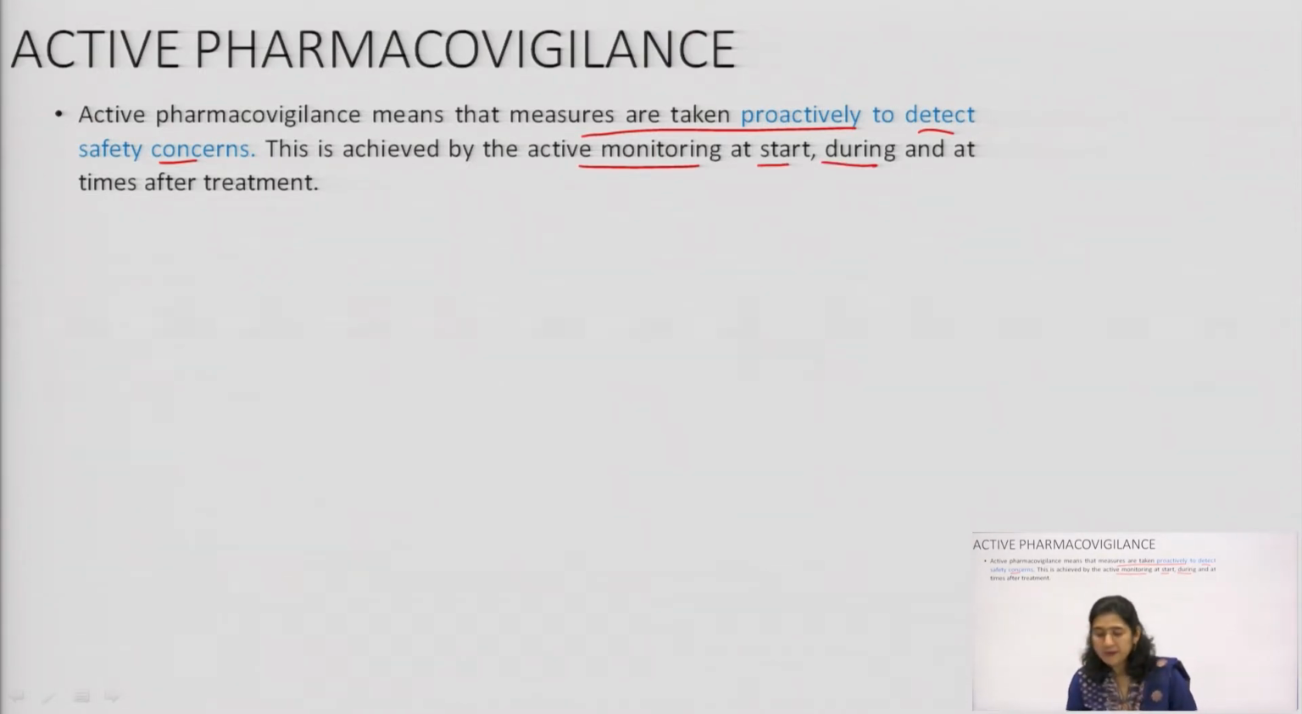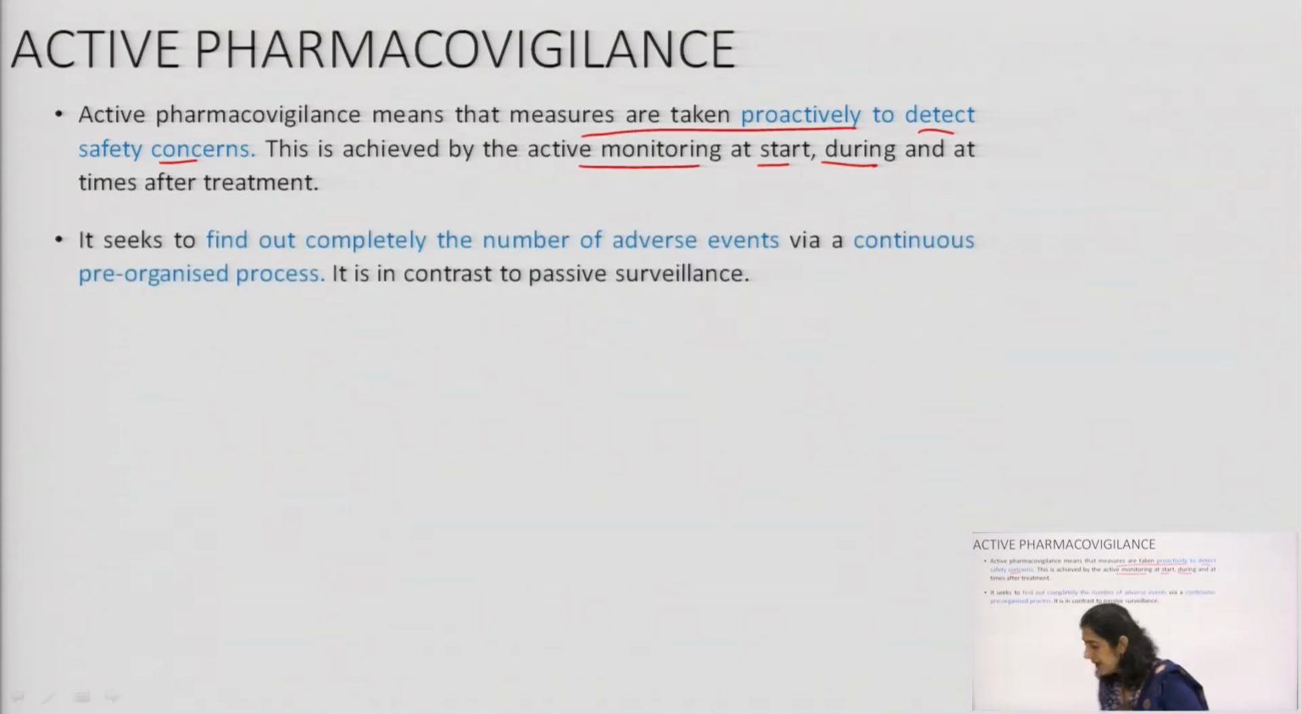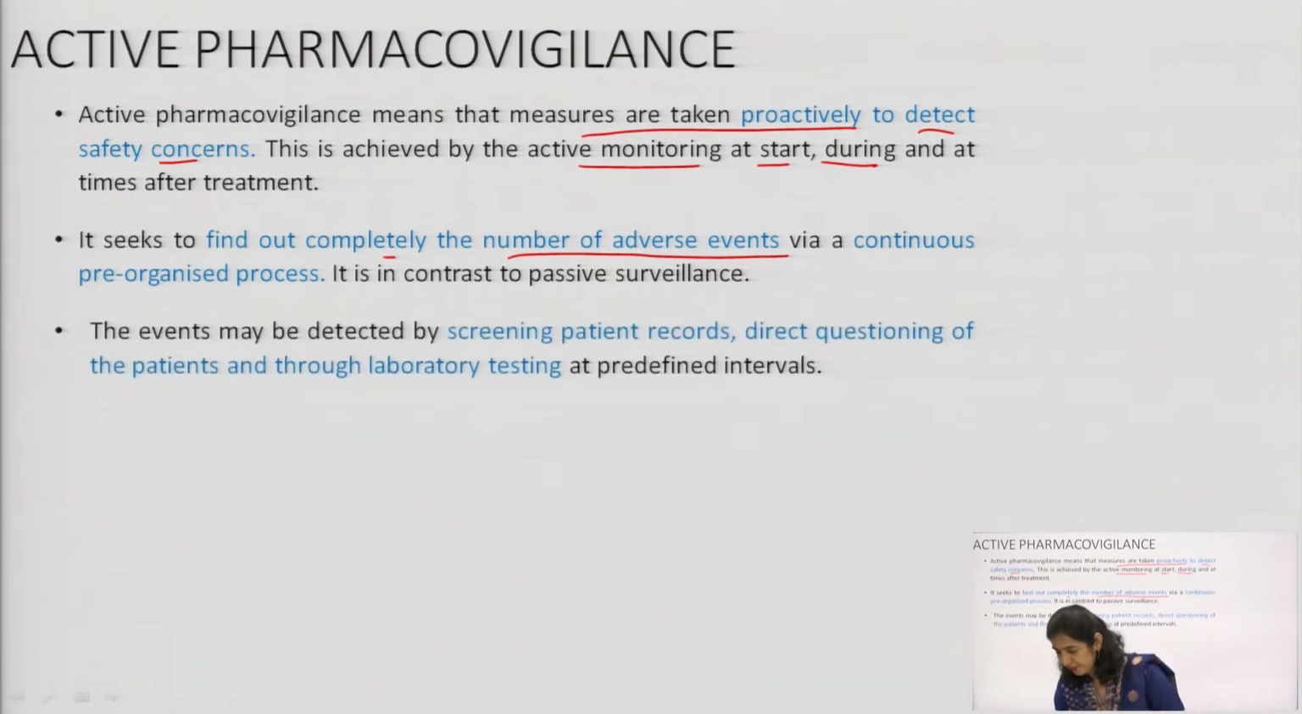So, that means monitoring of the drug when the patient has started taking the drug, during the treatment and after the treatment also. It seeks to find out completely the number of adverse events via a continuous pre-organized process. It is in contrast to passive surveillance. In my last video, I discussed passive surveillance. Here, I will be focusing on active pharmacovigilance, that is active surveillance.